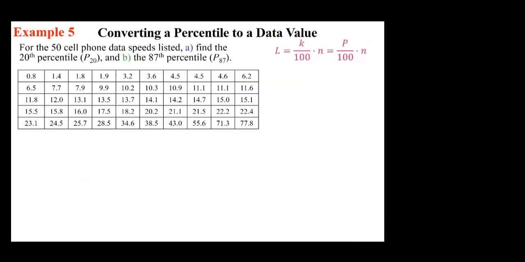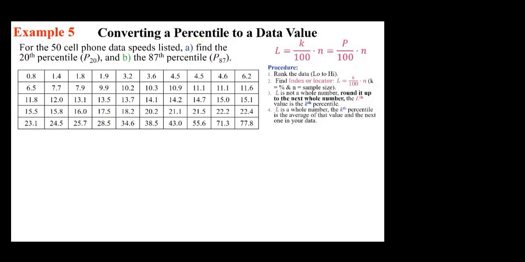We want to find the 20th percentile and then the 87th. So we are looking at the same piece of data. So we're going to look at part A. We are repeating the same question essentially. You can think of it as a continuation of the same question. So look at the formula at top. L equals K over 100 times N, or P over 100 times N. We want to locate that.